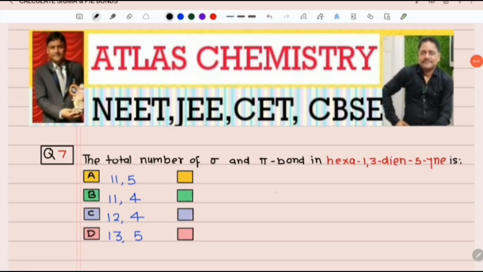In these questions we have to calculate how many sigma bonds and how many pi bonds there are, and the compound given is hexa-1,3-diene-5-yne. So first of all we look at the options. The options are 11 sigma and 5 pi bonds, 11 sigma and 4 pi bonds, 12 sigma and 4 pi bonds and 13 sigma and pi bonds. So first of all we have to find the structure of the compound.